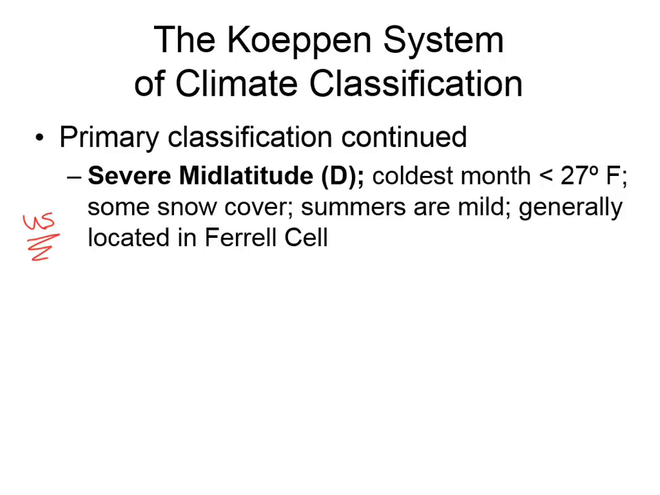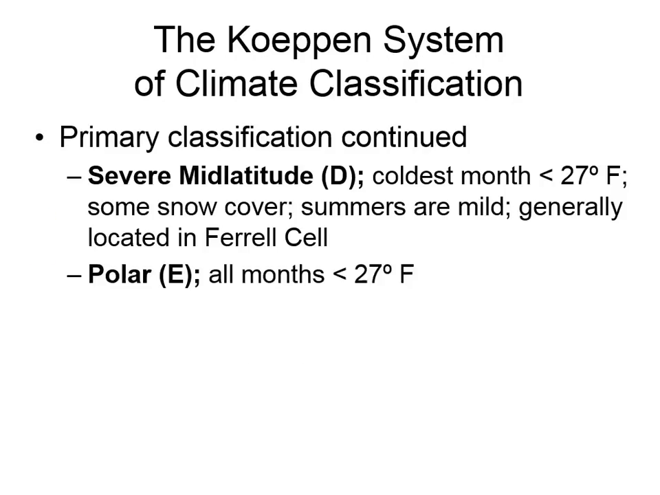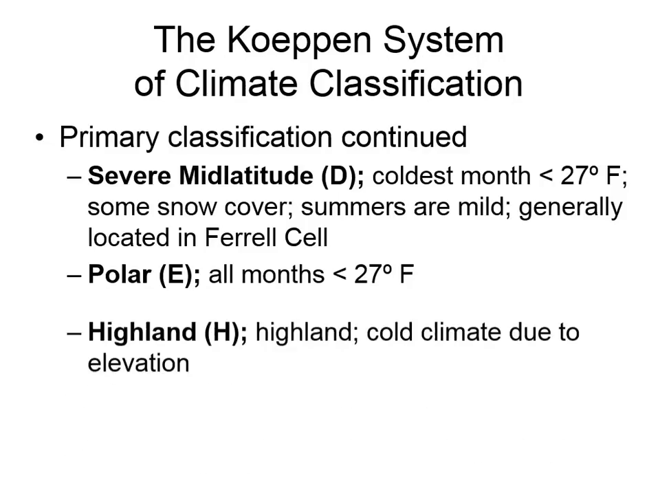And we'll talk about kind of the subcategories of D, and then we go further to the north in our hemisphere, and we get to the polar climates. But remember that this is happening in both hemispheres. So a type of climate that I'm not really going to talk much about, and neither did the video, is designated with H. It's the highland climates.